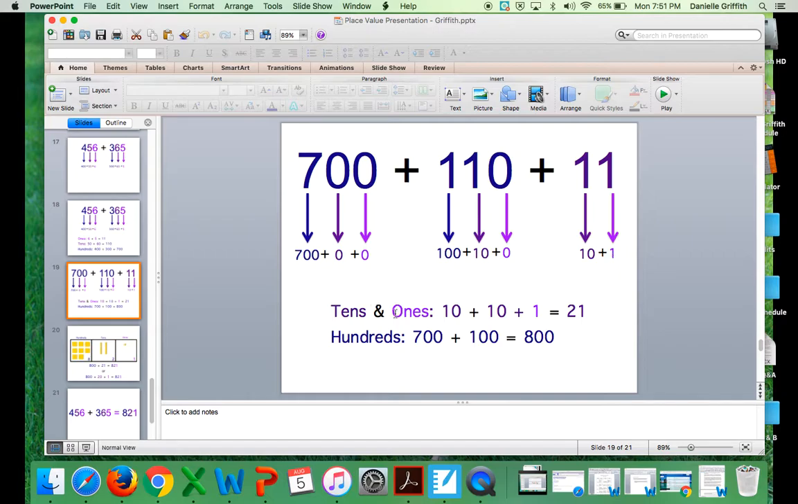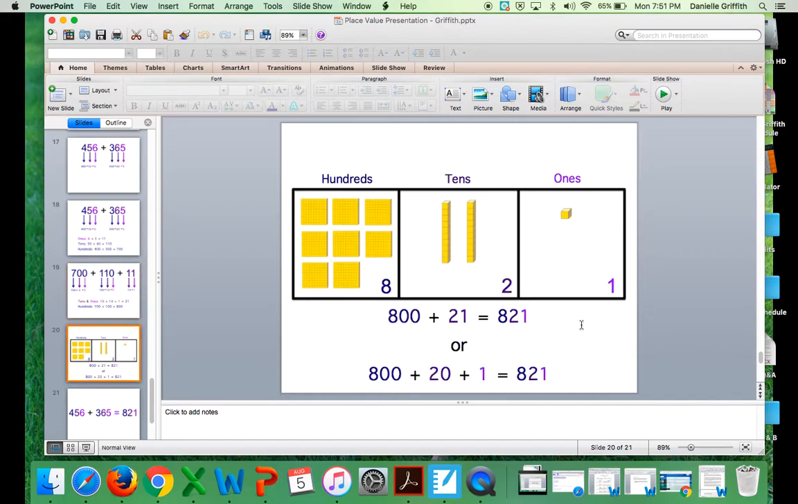I'm going to add the tens and the ones together first because these are pretty easy numbers. 10 plus 1 equals 21. Then I'm going to scoop the hundreds and add those together. 700 plus 100 equals 800. Now I only have 2 sums to work with, 800 and 21. So when I add 800 and 21 together, it becomes 821.